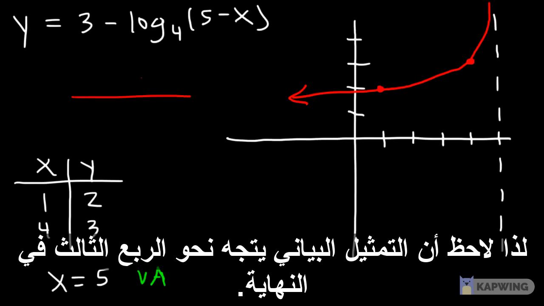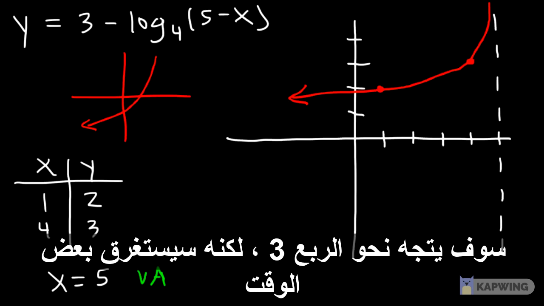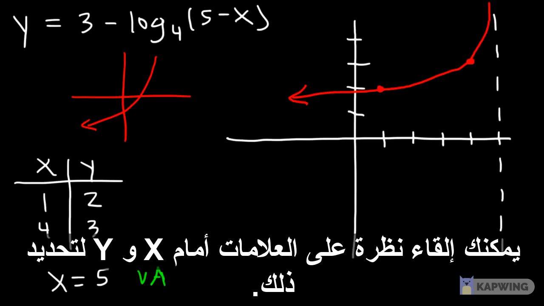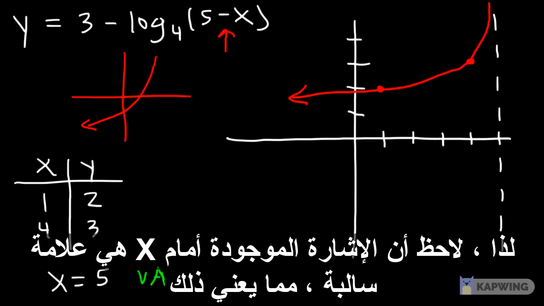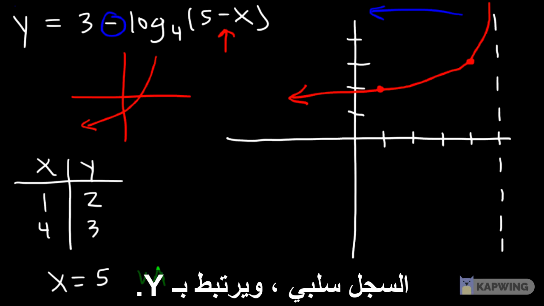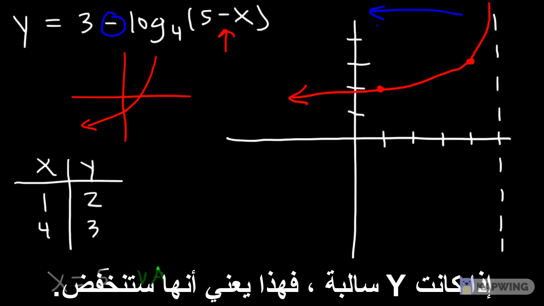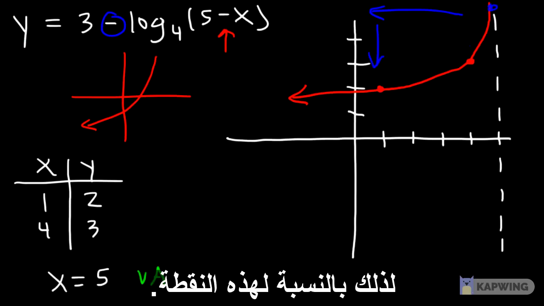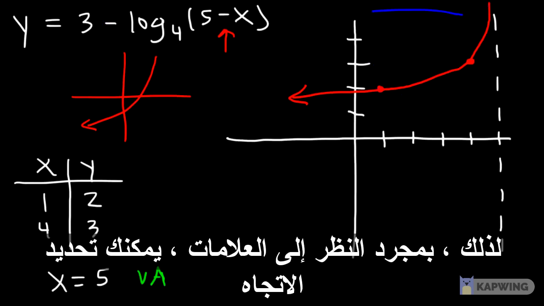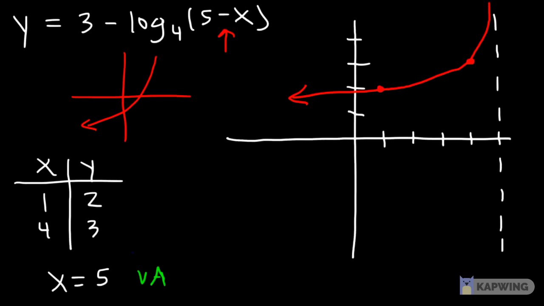So notice that the graph is going towards quadrant 3. Eventually it's going to get towards quadrant 3, but it's going to take a while before it gets there. You can look at the signs in front of x and y to determine that. So notice that the sign in front of x is negative, which means that the graph is going to go towards the left. And the sign in front of the log is negative, which is associated with y. If y is negative, that means that it's going to go down. So relative to this point, it's traveling towards quadrant 3. So just by looking at the signs, you can determine what direction it's going to go.